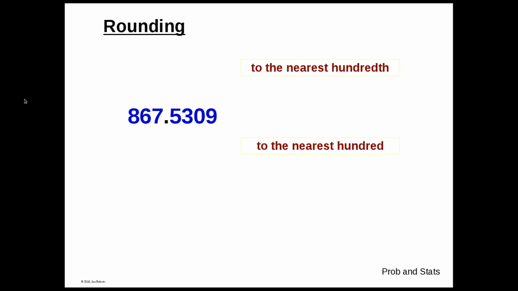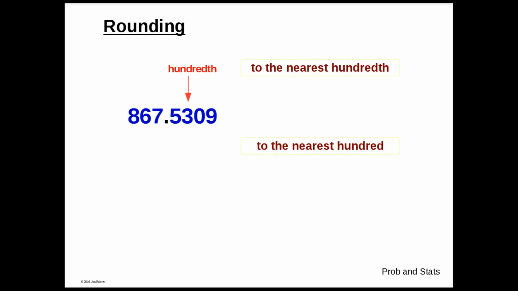Sometimes we wish to reduce the precision of a number by rounding, which replaces that number with an approximation that doesn't have the same precision, but is as close to the number as can be to the precision that we're rounding to. If I take this number, 867.5309, and want to round it to the nearest hundredth, the hundredths place is 2 digits after the decimal point.